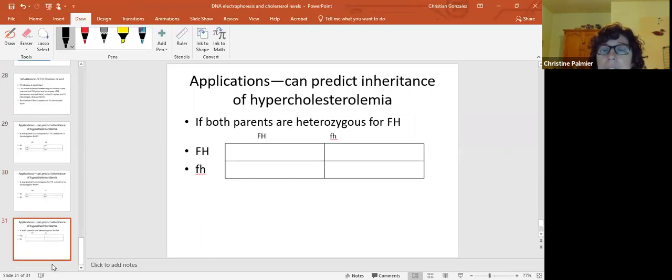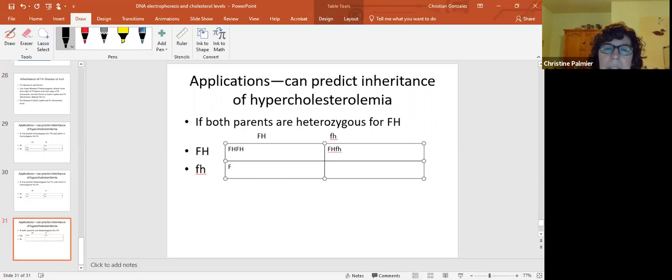Now we can also look at another cross where we have a heterozygous individual, but they're still high cholesterol because big FH is dominant over little fh. And the same here, this other parent also has high cholesterol, but it's heterozygous. Now what are the chances of having high cholesterol? We have big FH to big FH. High cholesterol, homozygous and high cholesterol. This one's heterozygous and high cholesterol.